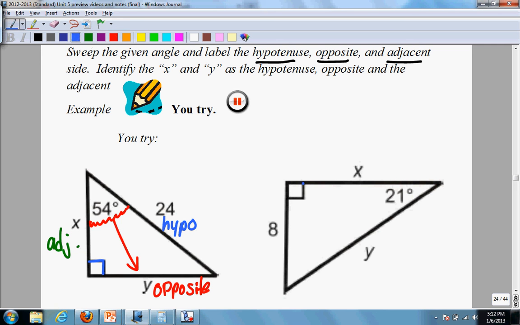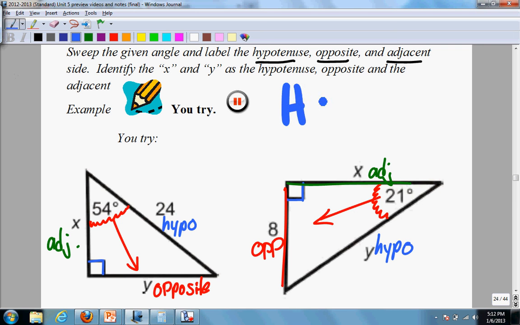Over here, we start with the right angle, and we identify y is the hypo. Then we have our given angle, 21, and across from 21 is the 8, so 8 is opposite. This side is the opposite, and that makes this the adjacent. It is absolutely critical that you are able to identify the hypo, the opposite, and the adjacent. That's step number 1.